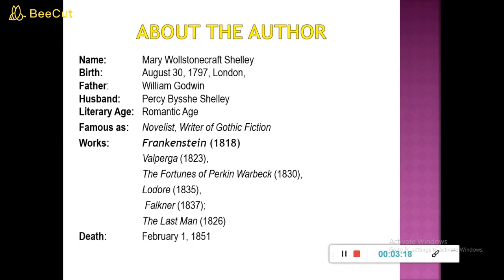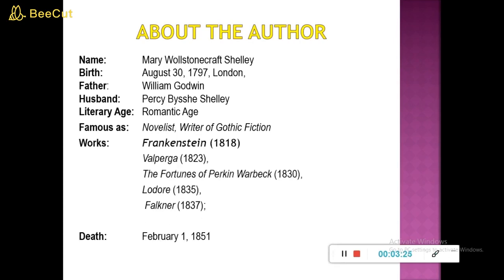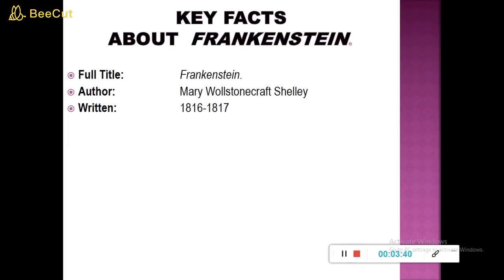Now I would like to discuss with you about the novel Frankenstein. The full title of the novel is Frankenstein and the full name of the author is Mary Wollstonecraft Shelley. She is the wife of Percy Bysshe Shelley, a great romantic poet. This novel was written between 1816 and 1817. It was published in 1818. The age to which this Gothic novel belongs is Romantic Age.